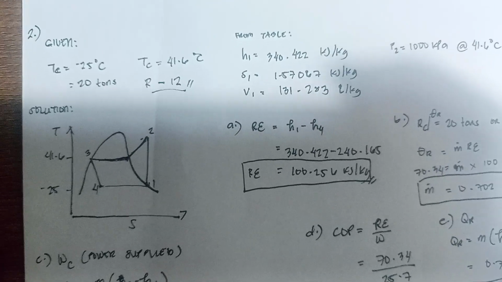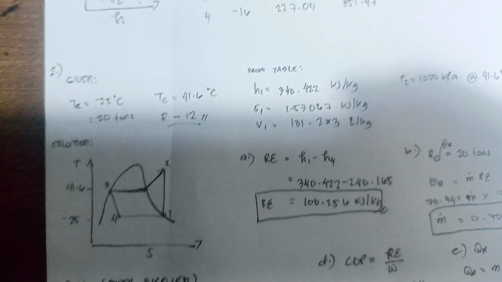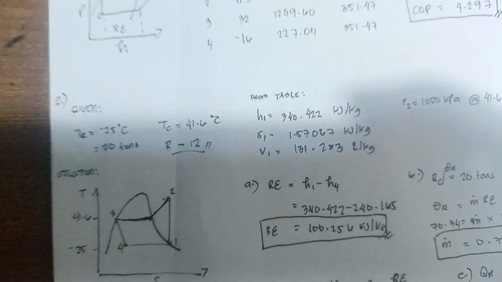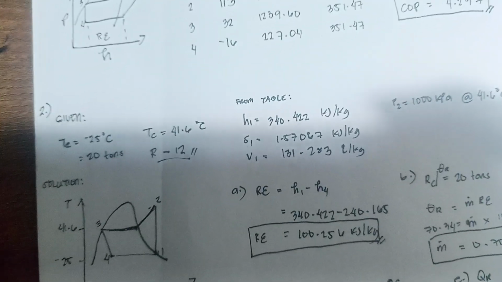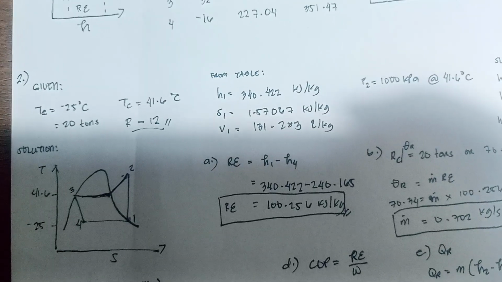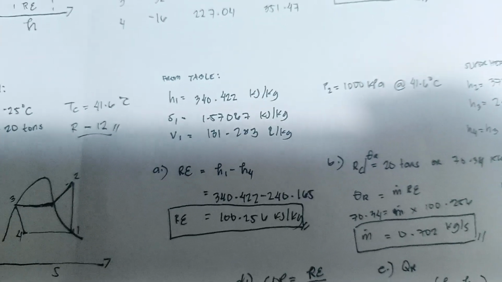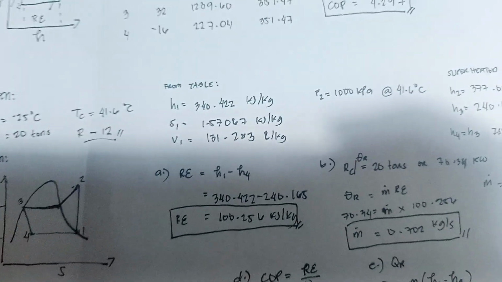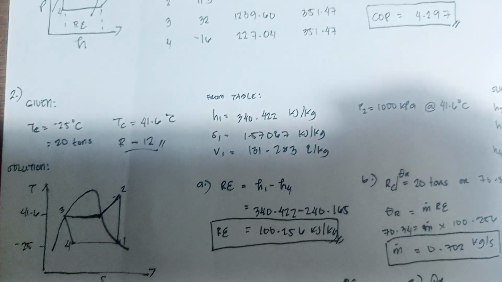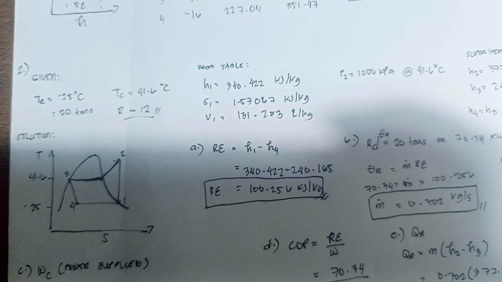So now we will write the given. We have the temperature of the evaporator, which is negative 25 degrees Celsius, and the mass is 20 tons. The condenser temperature is 41.6 degrees Celsius. I'm using the R12. So from the table we are going to identify its value. So we have the enthalpy H1 is equal to 422 kilojoules per kilogram.